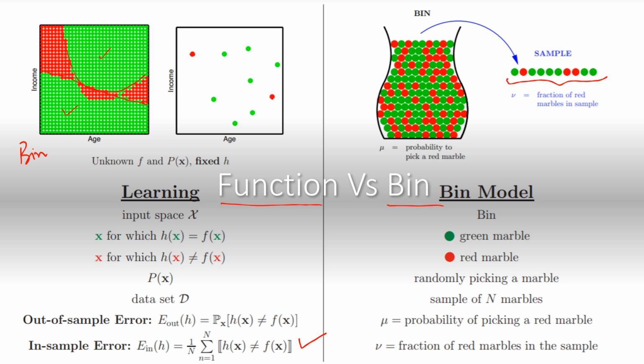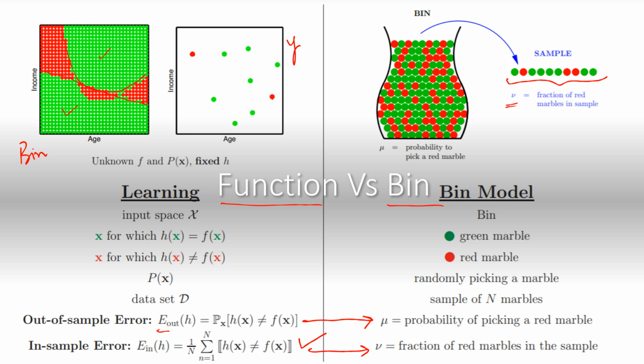But in the sample, I know that because I have the y's. Just as a reminder, in my bin model, all I was doing was randomly drawing that sample and calculating my nu. Here I'm counting the number of disagreements, and that's how I'm getting an E of in, which is nothing but the in-sample error. And this is the analogy that I can draw from mu, which was the fraction of red marbles in the sample. Similar to that, I have something known as out-of-sample error, or E sub out, which is analogous to my mu, which determined the probability of picking a red marble in the bin. It was fixed, but I did not know it.